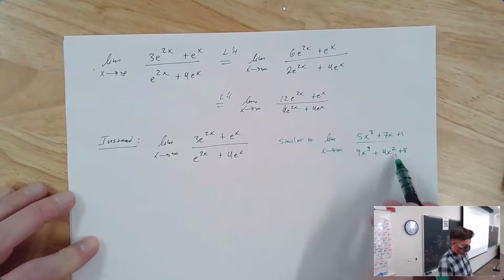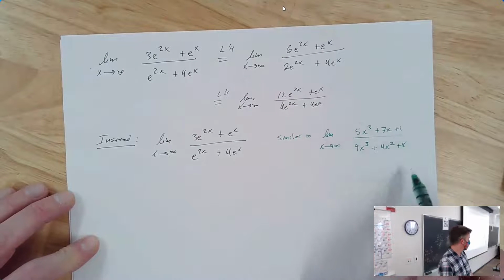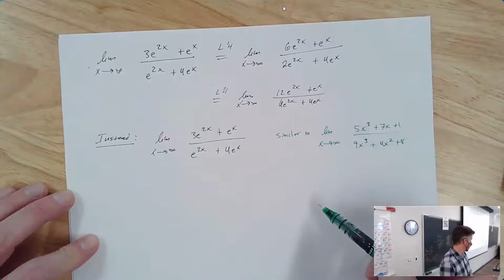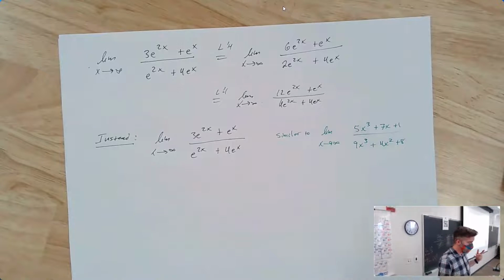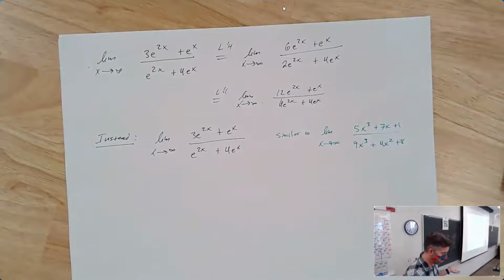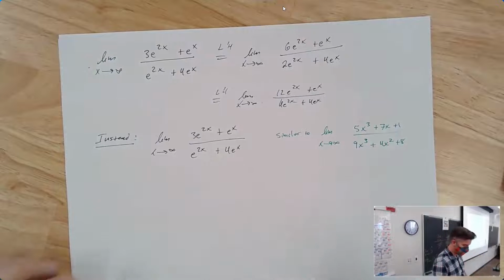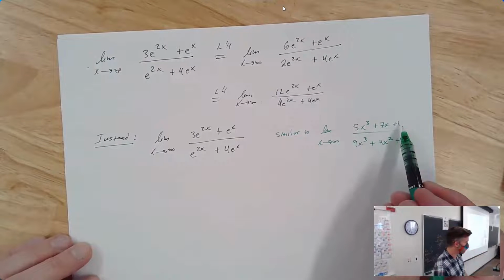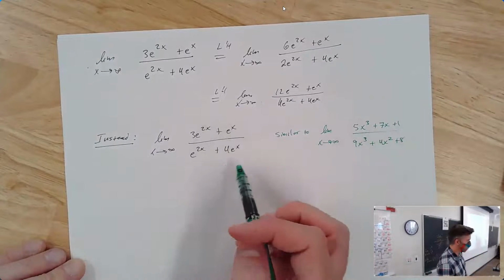Everyone should be able to tell me what the limit of this is without doing any work. You guys know what it is? 5 over 9. Right? And the work you could do in the past, in the beginning of this quarter, would be to divide everything by x cubed. Because x cubed is the thing that's dominating the top and dominating the bottom, right? It's the thing that grows the fastest of x cubed and 7x and 1. The same thing is what we're going to do here.